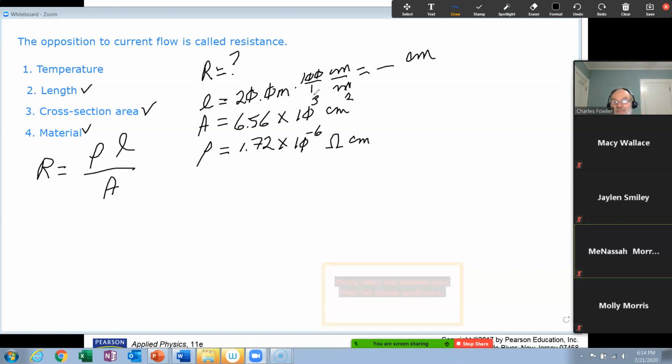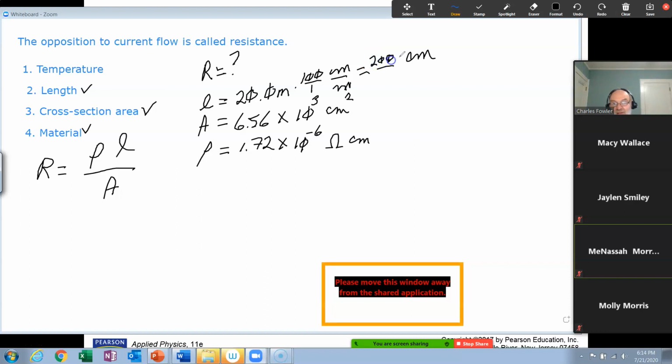So how many centimeters would be in 20 meters? A whole bunch. That would be 2,000 centimeters. Now, this only had three significant digits, so this one is significant, the last one is not. Okay, now we're ready to enter our formula.